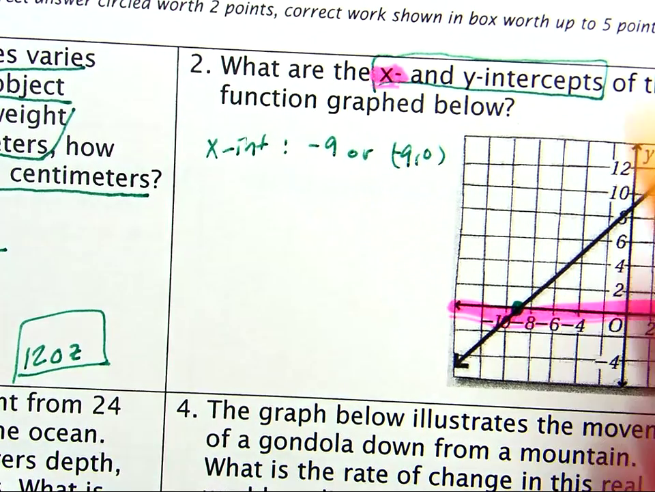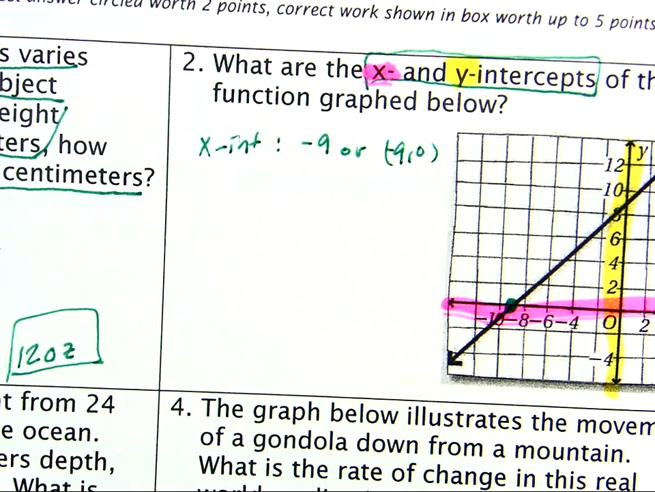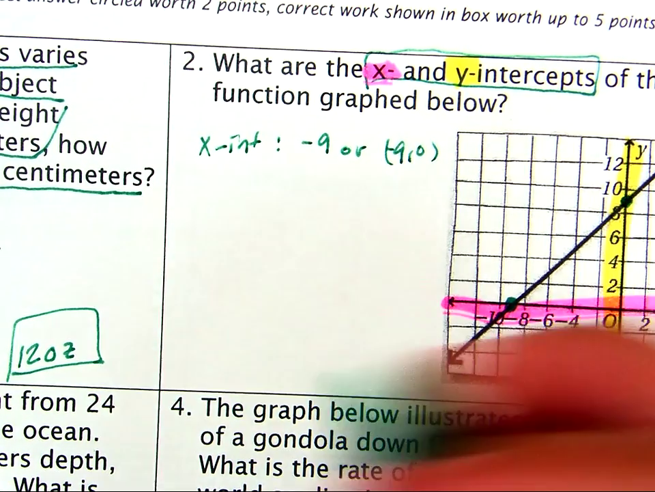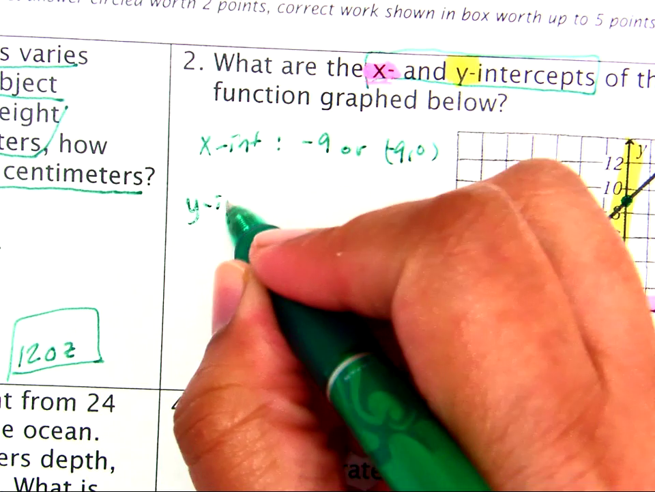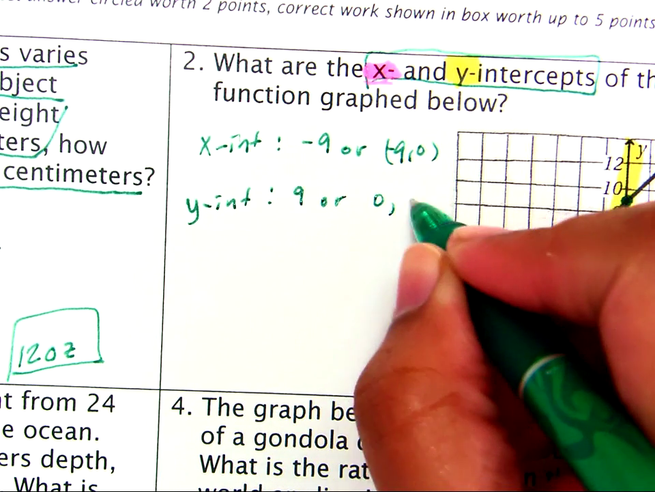Your y-intercept, we're looking at the y-axis. Where is it touching the y-axis? It's touching right here at 9. So our y-intercept is 9 or 0.9.